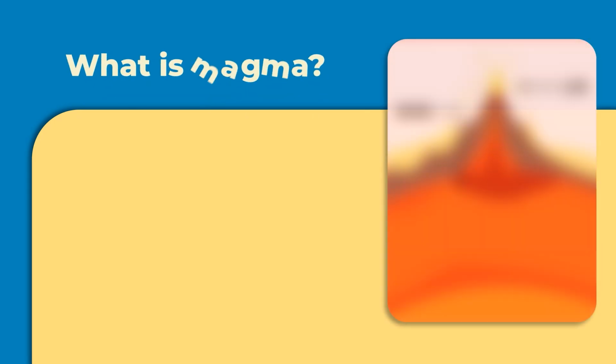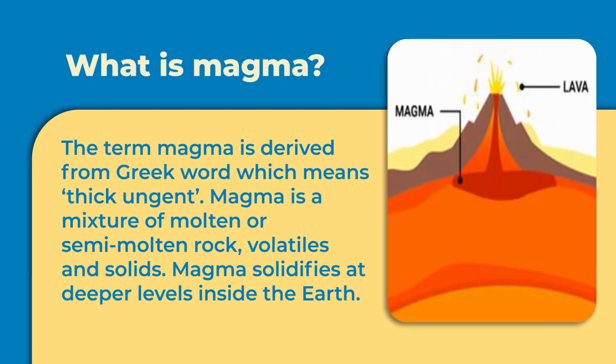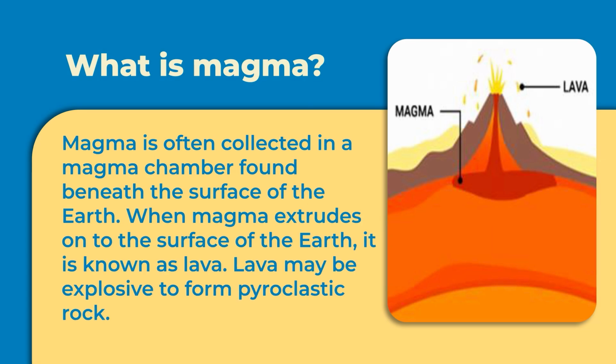Let us learn what we mean by the term magma. The term magma is derived from a Greek word which means thick, unguent, and magma is a mixture of molten or semi-molten material comprising volatiles and solids. Magma solidifies at deeper levels inside the earth, and it is collected in a magma chamber found beneath the surface of the earth. When it extrudes on the surface of the earth, it is known as lava. Lava may be explosive to form pyroclastic rocks.